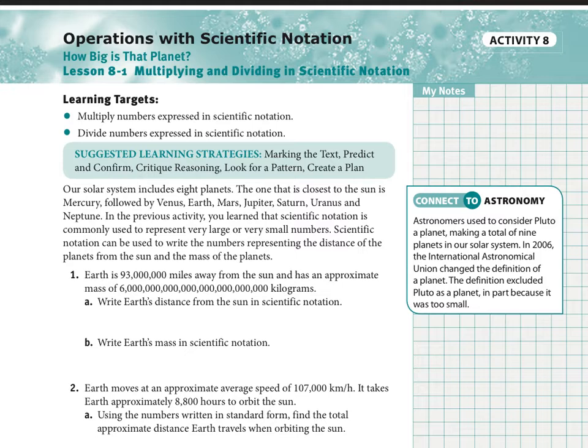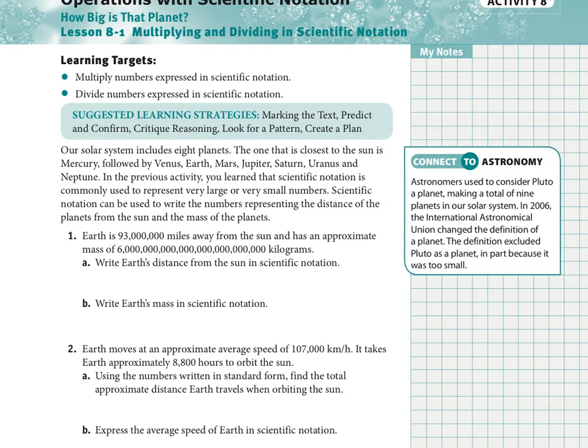So the example we want to get into is about our solar system. It includes 8 planets. Used to be 9 when I was a kid. I guess Pluto doesn't count anymore. But anyways, let's look at some information about the planets and see how this scientific notation is going to work for us.